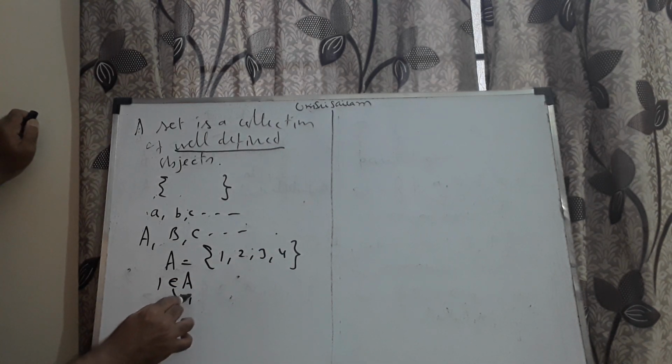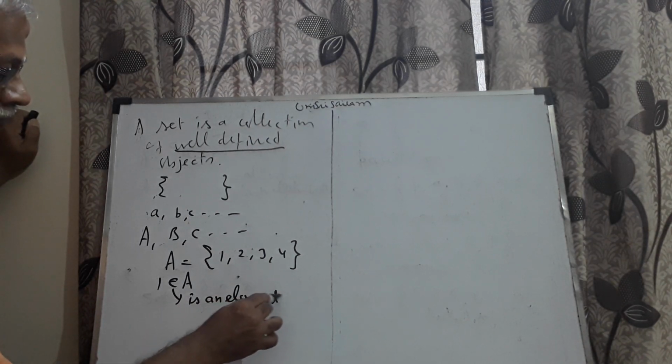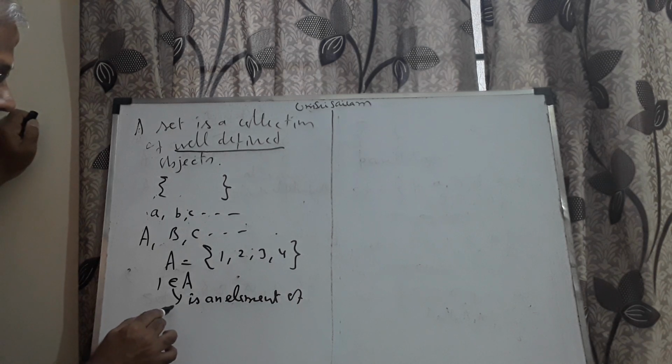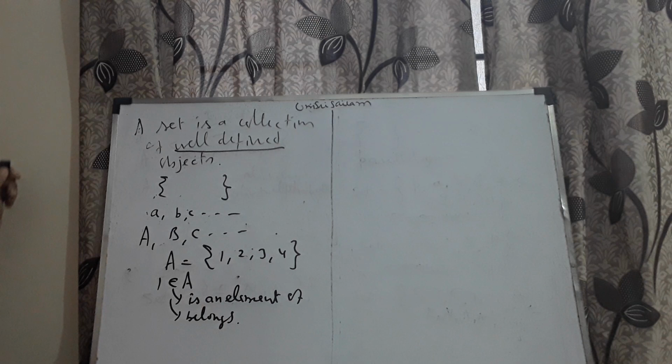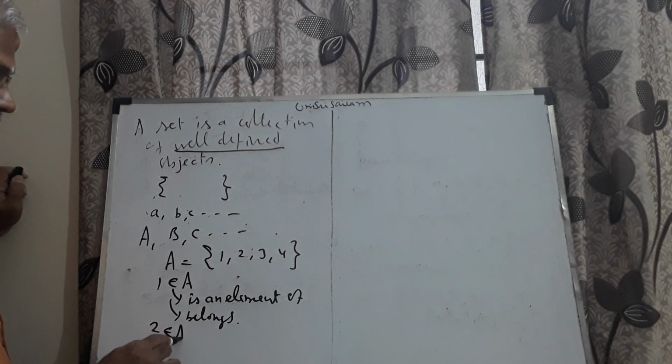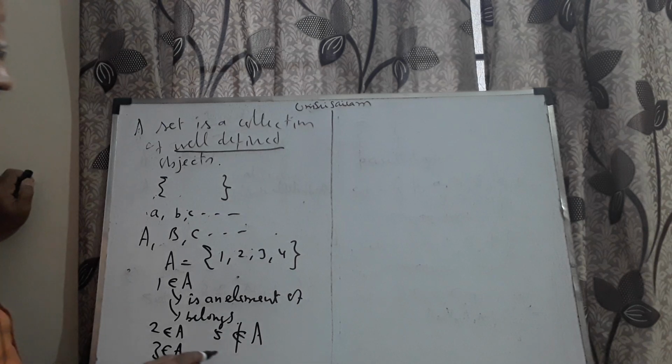This symbol is used for "is an element of", or "1 belongs to A"; both are the same. "Belongs to A" and "is an element of" both imply the same. 2 belongs to A, of course 3 belongs to A, but 5 does not belong to A. It is not an element. Therefore, 5 is not an element of A. 5 does not belong to A. The same symbol is crossed out to represent that it does not belong.